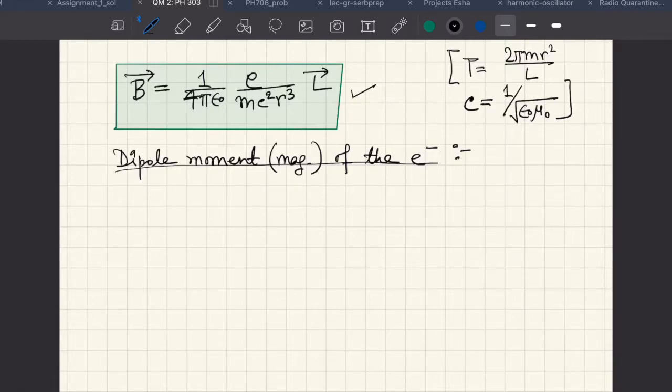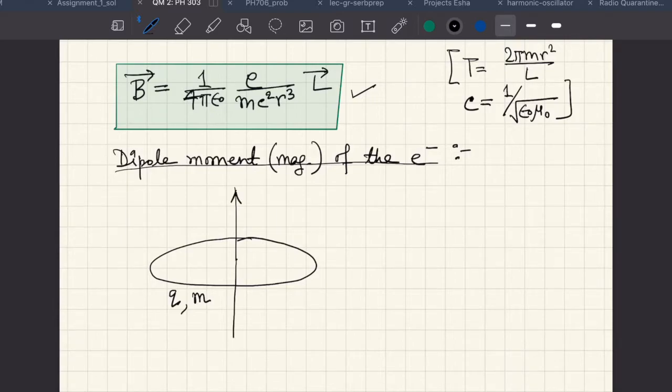Now consider a charge q which is smeared out around a ring of radius small r, and suppose that this ring is rotating about an axis with period capital T. That means what I am saying is the following: you have a ring like this and you have this charge q which is smeared around throughout this ring. Mass of the ring suppose is m, and this is your axis about which the ring is rotating. The radius is given by small r.